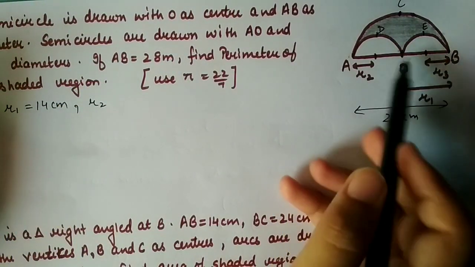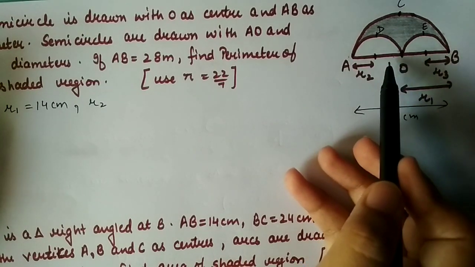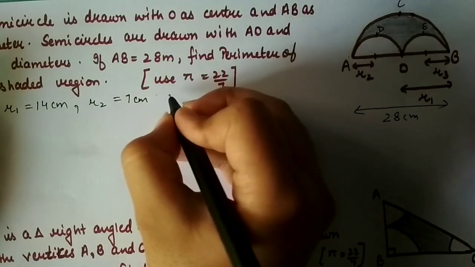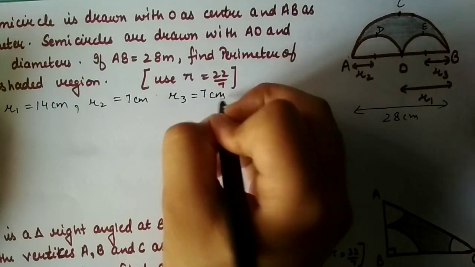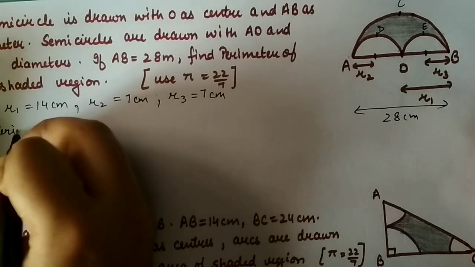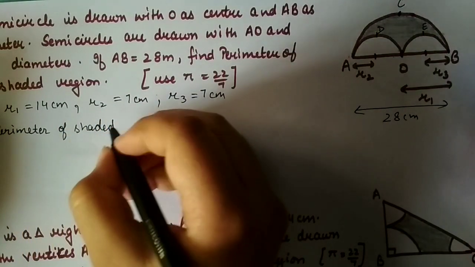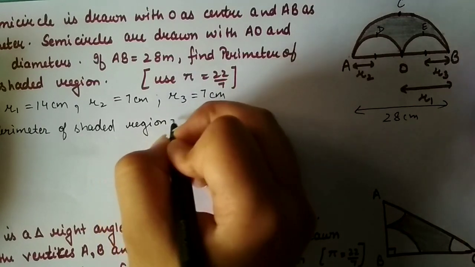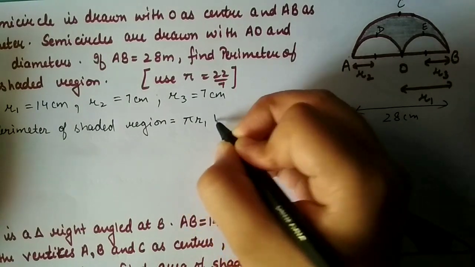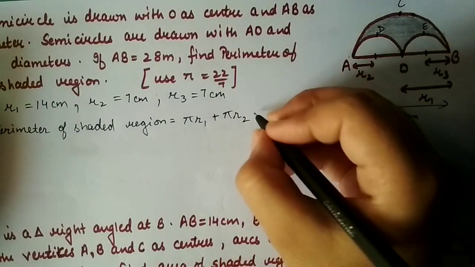R2 is this. If this is 14 centimeter, then R2 is half of 14, that is 7 centimeter. So R2 is 7 centimeter and R3 is also 7 centimeter. So now we know the radius. Now put the formula. Perimeter of shaded region is equal to perimeter of this arc, that is pi r1 plus pi r2 plus pi r3.